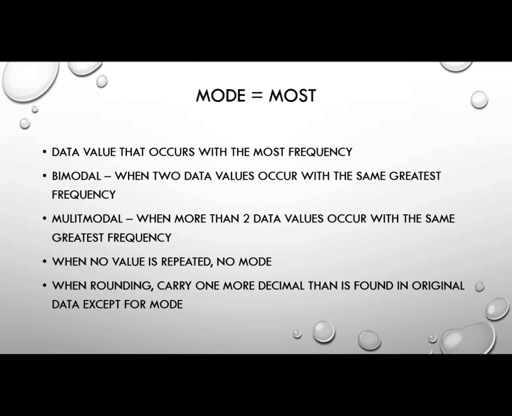Okay, and then the mode, that value that occurs with the most frequency. A bimodal distribution is when 2 data values occur with the same greatest frequency. Or multimodal, when you have more than 2 values that occur with the same greatest frequency. When no value is repeated, you have no mode. And when rounding, carry 1 decimal more than is found in the original data set, except for mode. Not important. Rounding rules, I'm not going to be as particular as the book is.